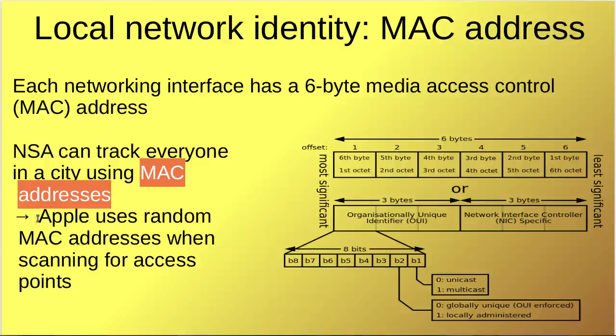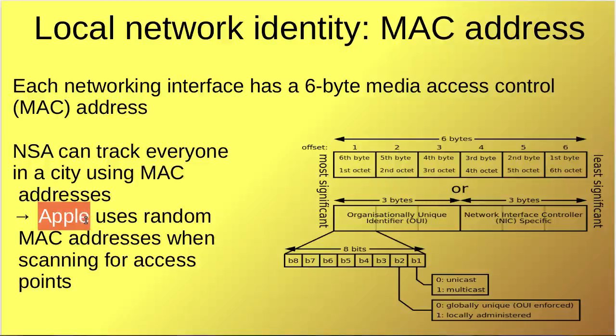To counter this, companies like Apple generate fake MAC addresses or random MAC addresses when you scan for access points, and then only when you're ready to connect does your phone or your laptop hand out the actual MAC address. So that's one layer of protection. So the reason Apple does this, once again, is to prevent you, the owner of a macOS machine or an iPhone, iPad, or iPod, from being tracked by people.